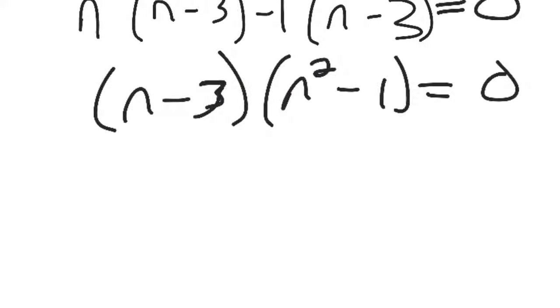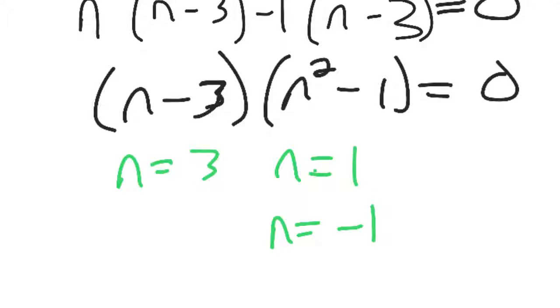And now we just need to solve each separate parentheses, because when it's factored, you just take each parentheses and set it equal to 0. So if n equaled 3, this parentheses would be 0, and this whole left side would equal 0. If n equals 1, that would make this parentheses equal 0, but there's another one there, n equaling negative 1. Plug that in.